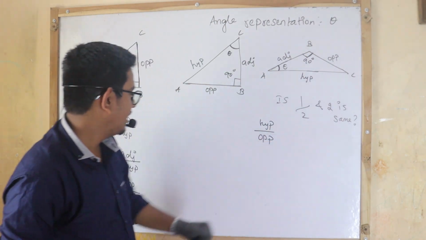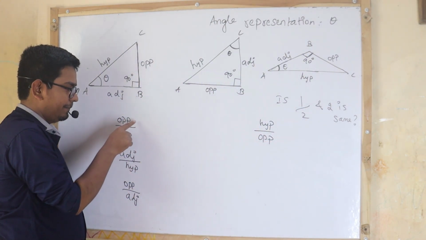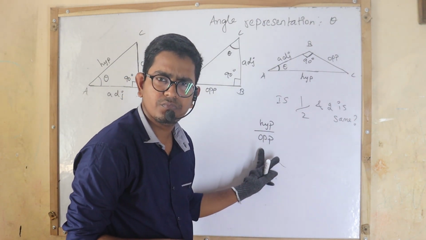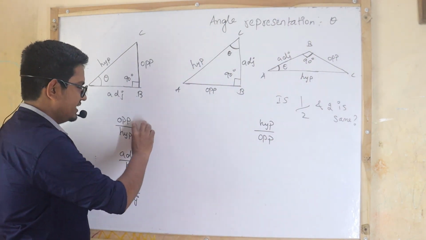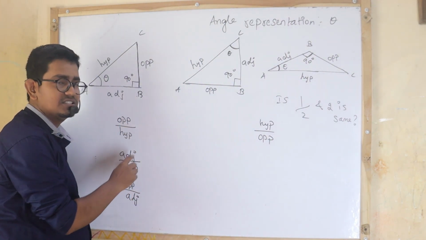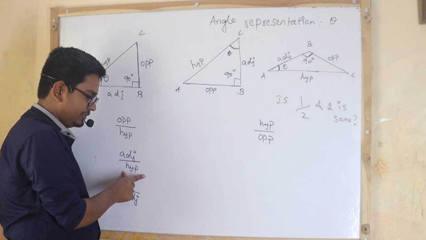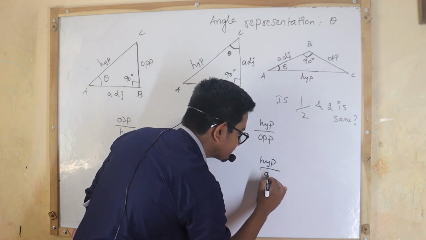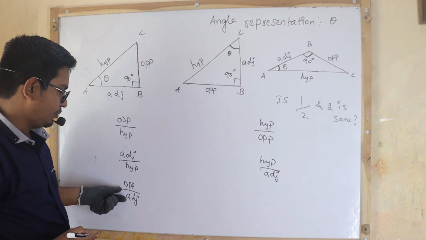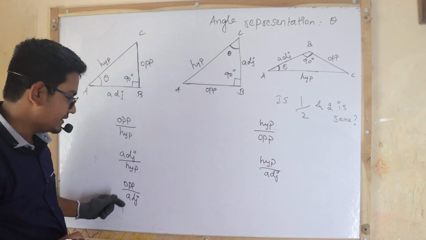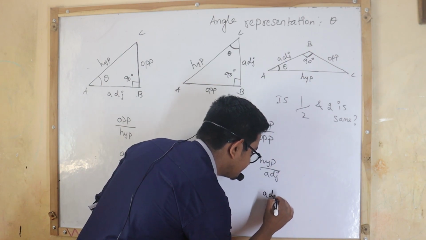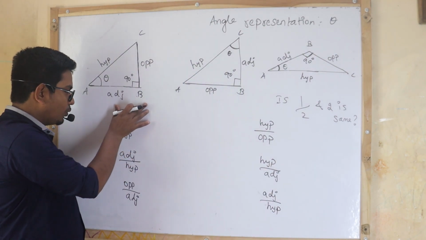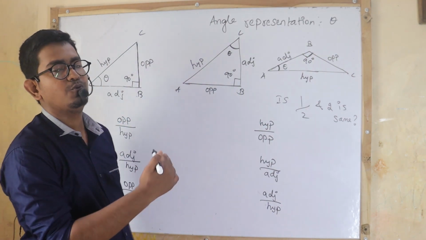Like this, I am just taking out the reciprocal. The value for this may be 2, and the value for this might be 1 by 2. Okay. So I am just taking this possibility, turning it over, taking the reciprocal of this. So I can even take the reciprocal of this possibility, that is hypotenuse upon adjacent. And I can take the reciprocal of this possibility too, that is adjacent upon hypotenuse. So totally I am getting 6 possibilities.